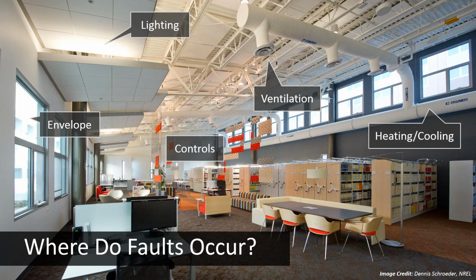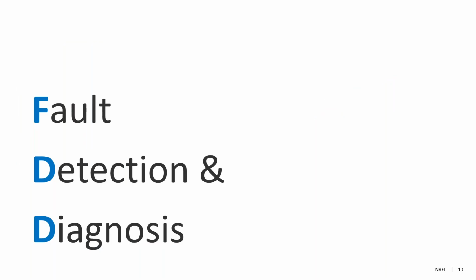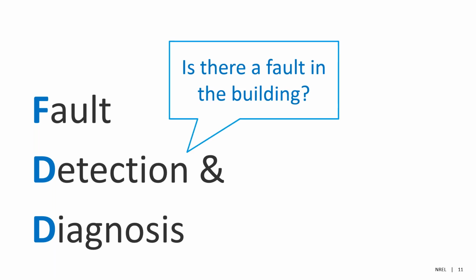Okay, so now that we've talked through what faults are, let's talk about fault detection and diagnosis. Fault we just defined. Detection is basically answering the question, is there a fault in the building, someplace in the building with some piece of equipment or some system? It's as simple as that. It doesn't tell you anything about what's going wrong. It just says something is wrong with my building.